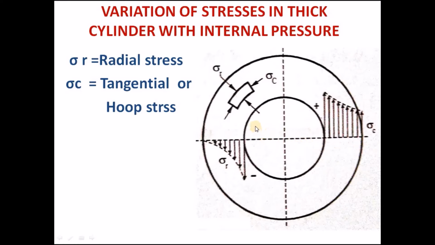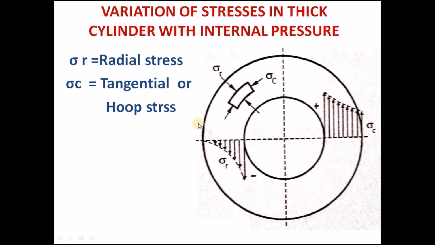That means the hoop stress at the inner radius and the hoop stress at the outer radius, inner surface and outer surface, are the same. The hoop stress here, here and here, in all these areas of the cross section, is constant. It is uniformly distributed. It is assumed so in the case of thin cylinders.